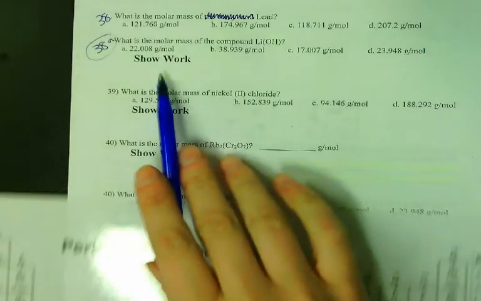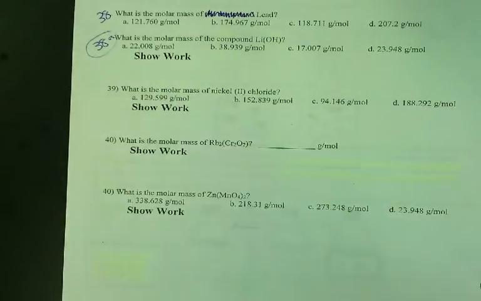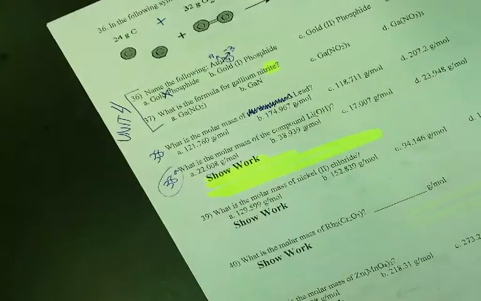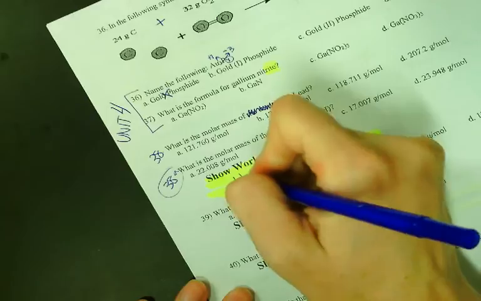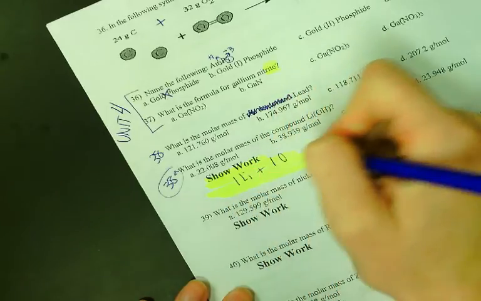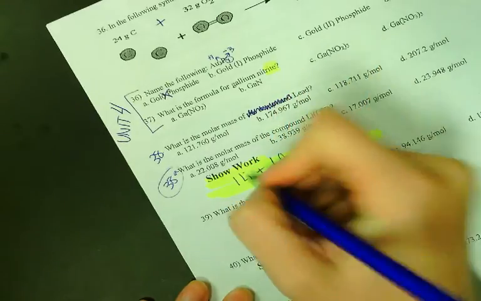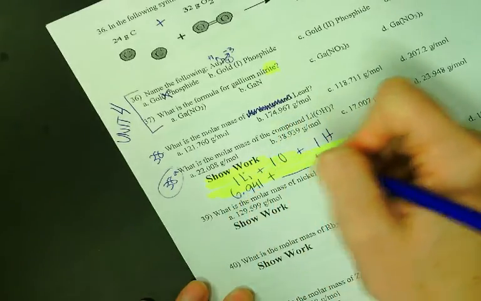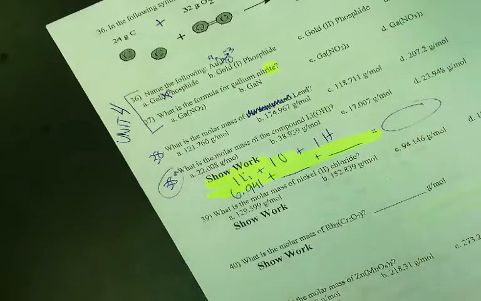Now it does ask you to show work for credit there, so I'm going to highlight that if you don't show work, you're not getting credit. So you could even just say 1 lithium plus 1 oxygen plus 1 hydrogen is 6.941 plus blank equals, and show me your answer.